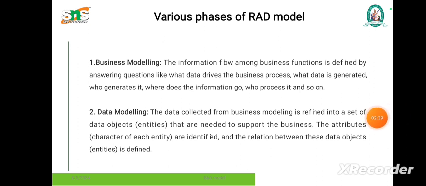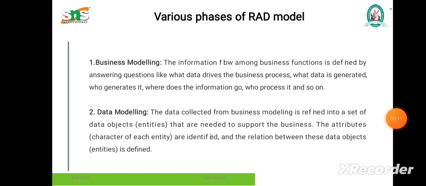The first stage is business modeling. The flow of information among business functions is defined by answering questions like: what data drives the business process, what data is generated, who generates it, where does the information go, and who processes it. These questions are defined in the business model.